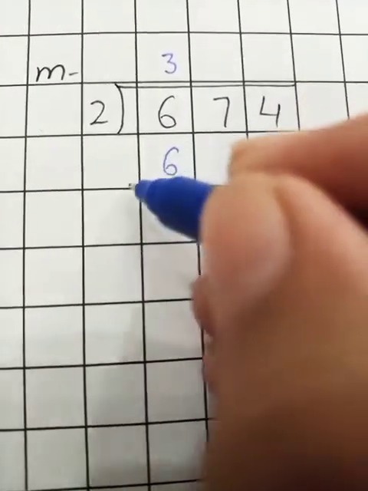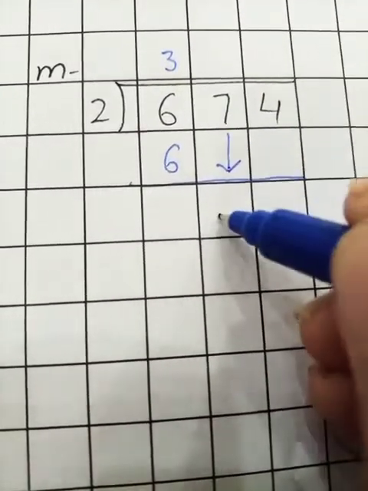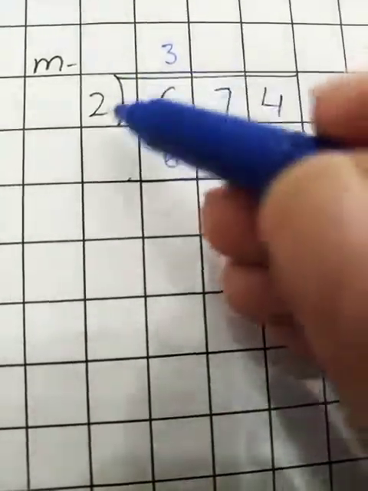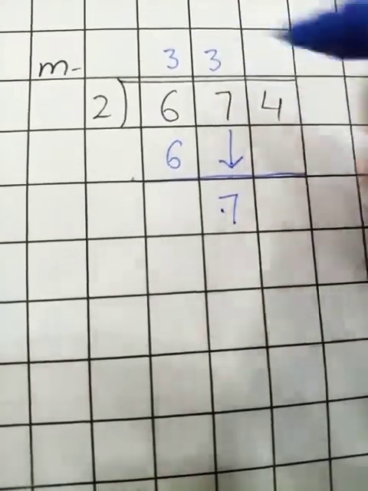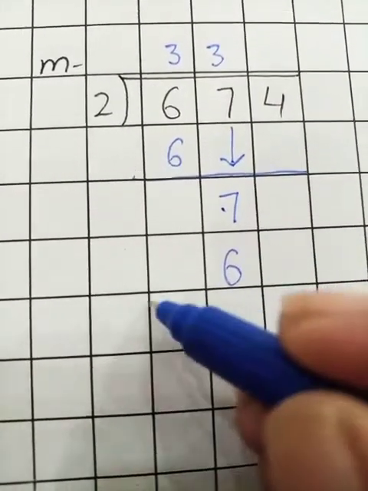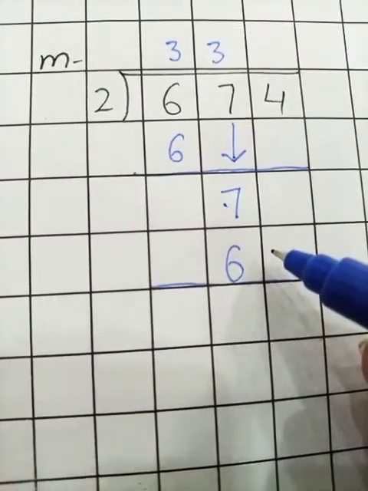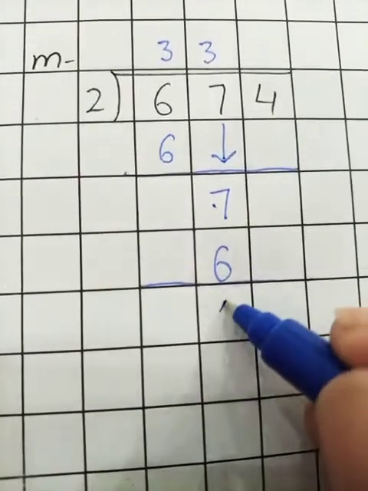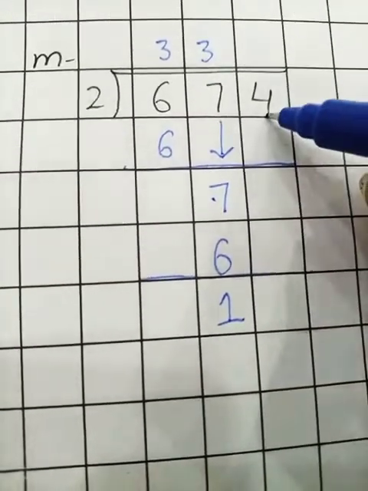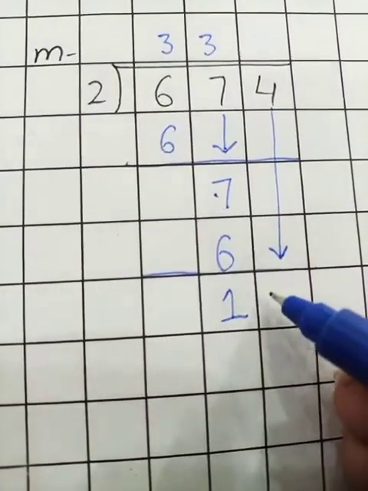Students, 2 threes are 6 and 6 minus 6 is 0. So bring this 7 down here and read the table of 2 to get the 7. Yes, 2 threes are 6 again, because 2 fours are 8, which is bigger than the 7. So 7 minus 6 is 1, and let's bring the 4 down because this one is smaller than our divisor.